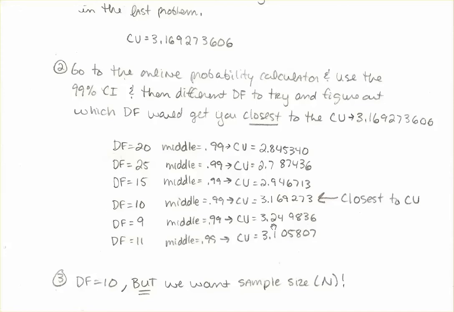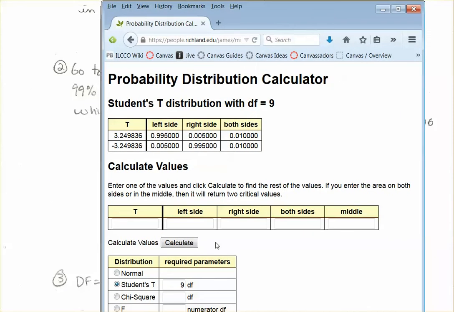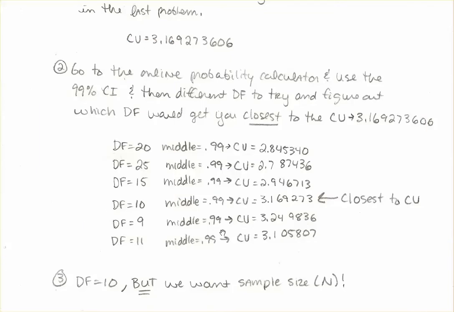So what would happen if we did 11? You can see we're just playing around with these values until we get one. That's 3.10, that's not what we want. Okay, so we found a value we think we like, we tried the value beneath it, we tried the value above it, and then what you do is just pick the one that's closest. So in this case, it's the 3.169, which really is the critical value.